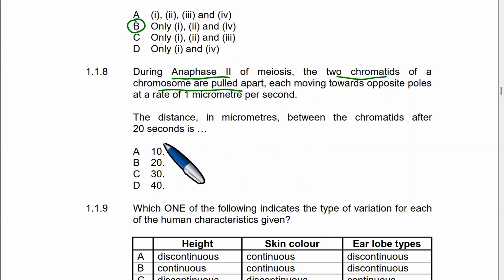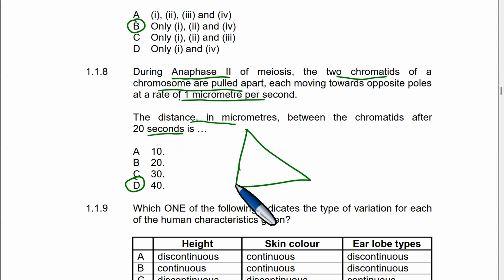Okay, let's look at this question. Obviously, in 1.1.8, you need to look at that and think. You need to look at the distance. So the distance in micrometers between the two chromatids after 20 seconds is what? At a rate of 1 micrometer per second. So obviously it's going to be option D, which is 40. How do you do that one? You need to calculate the distance. So you need to use this formula from grade 10 and say speed equals distance over time.